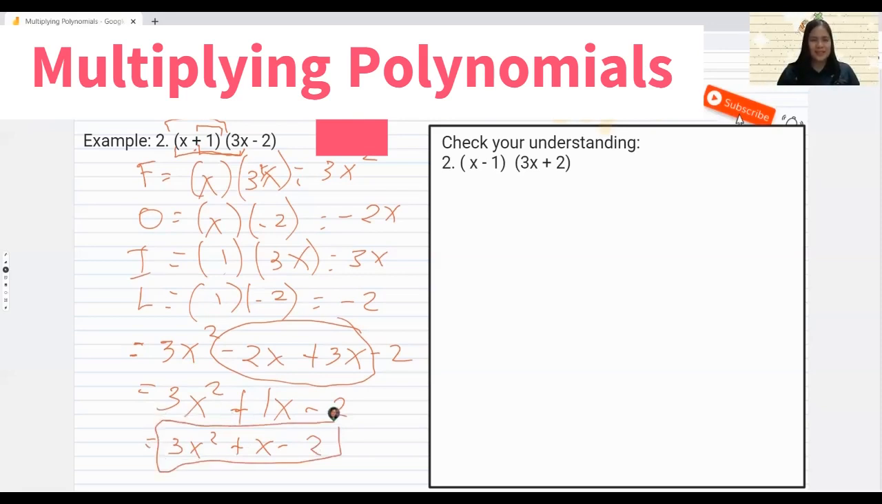Question? If there's no question, now it's your turn again. Check your understanding in number 2. Proceed on the item number 2. Check your understanding. Please pause the video. Then when you're done, you may play it again. Please apply the FOIL method to answer the given on number 2.